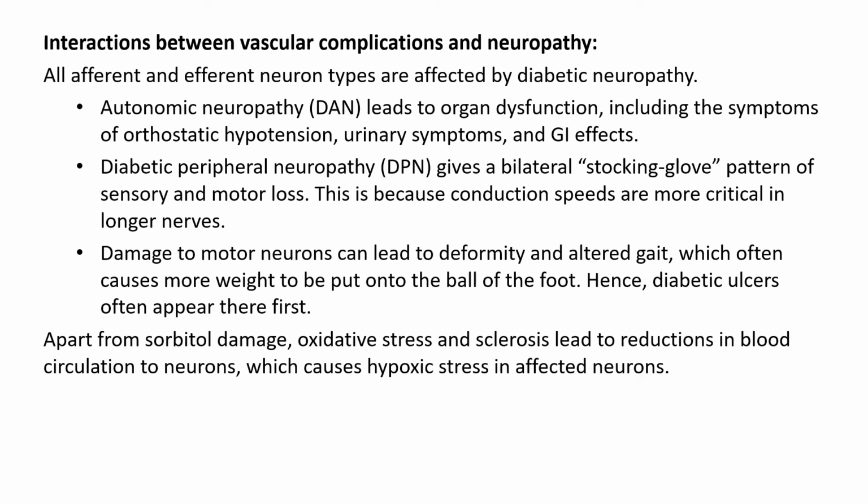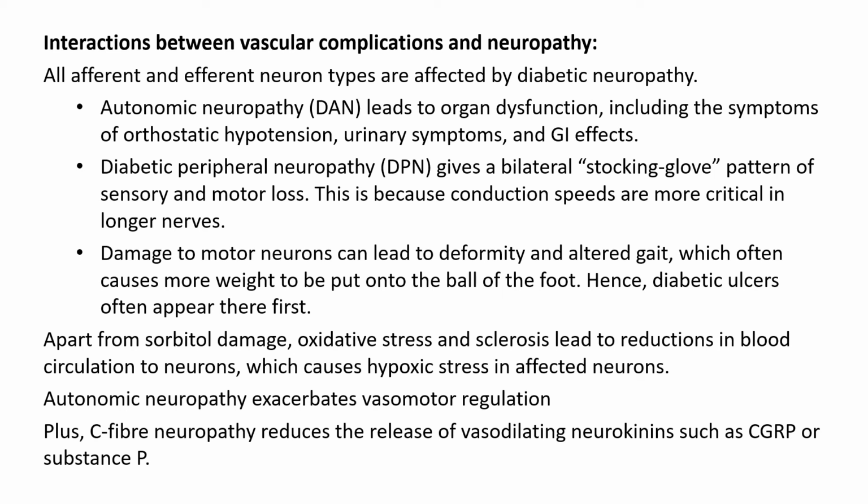So apart from sorbitol damage to nerves, oxidative stress and sclerosis causes reductions in blood circulation to neurons, which causes hypoxic stress in those neurons in addition to the other issues. Autonomic neuropathy, of course, is going to have an impact on vasomotor regulation, which is also going to cause issues in terms of perfusion of the tissues.